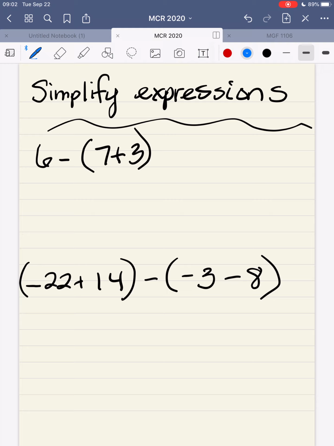Okay, so if I go ahead and have my first one, I have 6 minus, and I have a set of parentheses with stuff in it. So order of operations does say we want to take care of our grouping symbols first. I definitely want to do that here. It's just going to make my life a little bit easier. So I have 6 minus, and 7 plus 3 is 10.